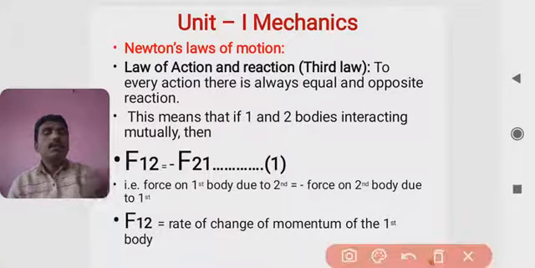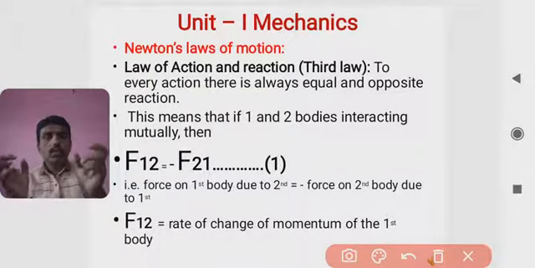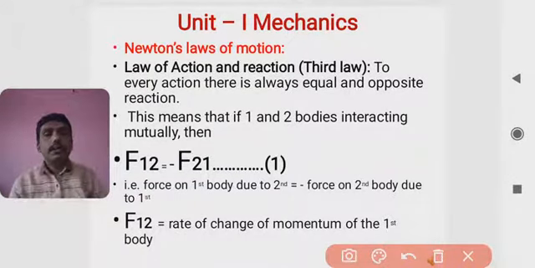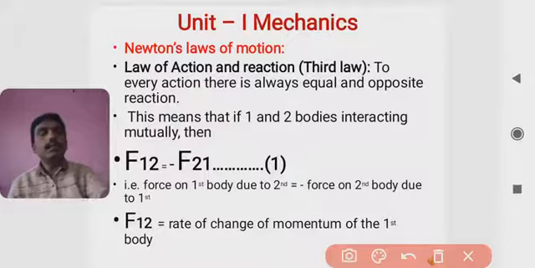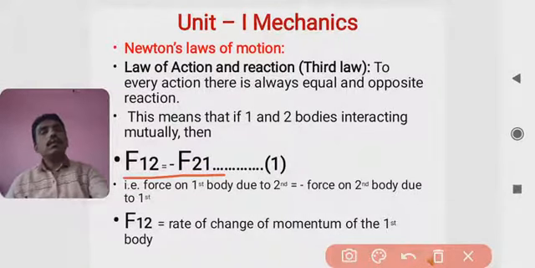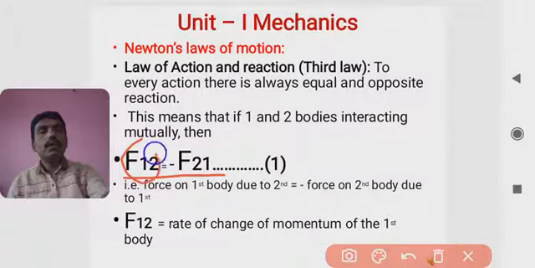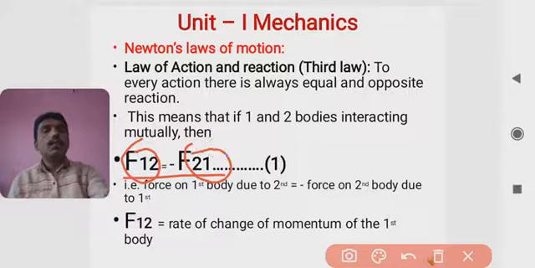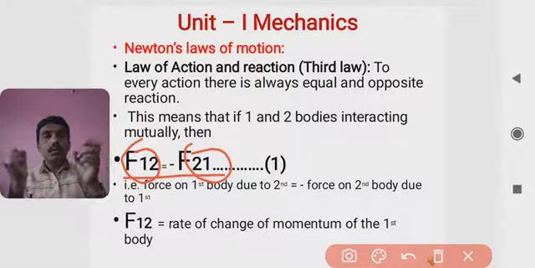In this case it means there are two bodies, and the mutual interaction between those two bodies is given as F12 is equal to minus F21. What I want to say with this is, when we are talking about two bodies, here is one body and here is the other body, this is 1 and this is 2.